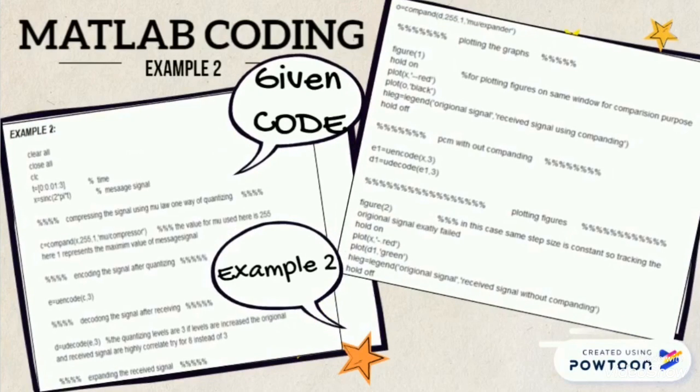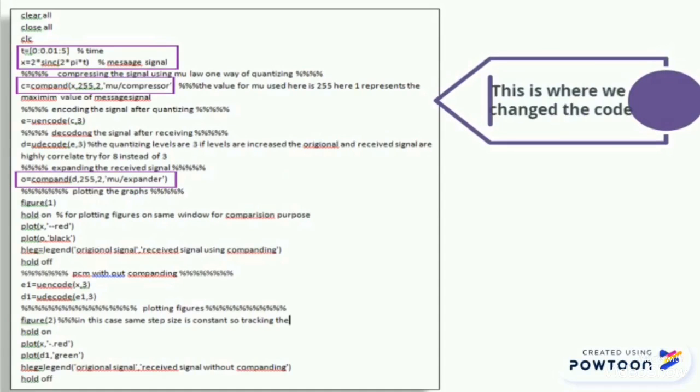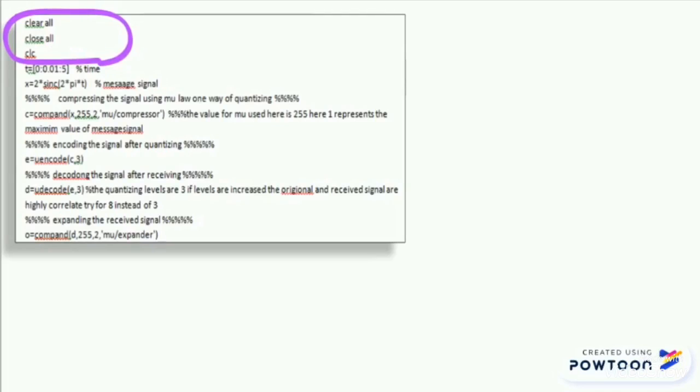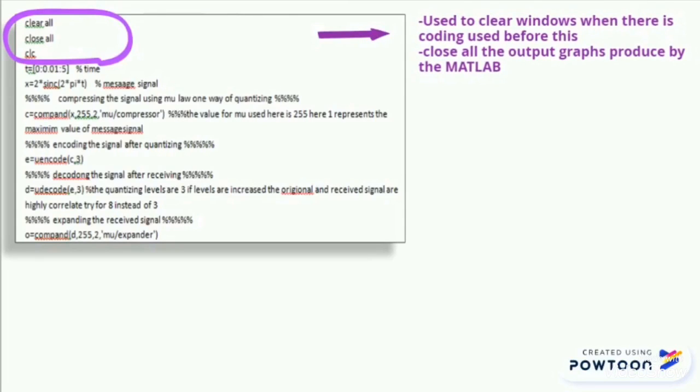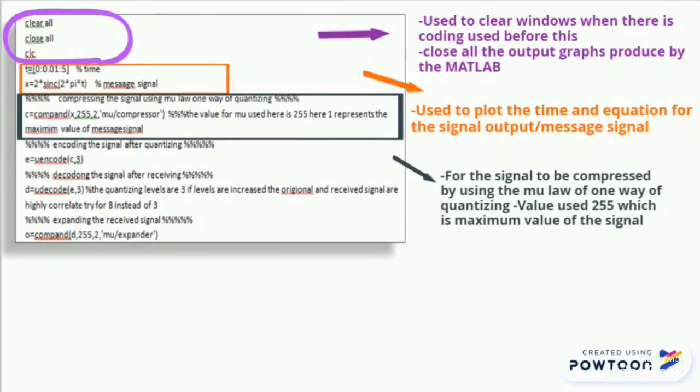MATLAB coding example 2. First coding. This is where we change the code. This one is used to clear windows when there is coding used before this, and close all the output graphs produced by MATLAB. Second one is used to plot the time and equation for the signal.